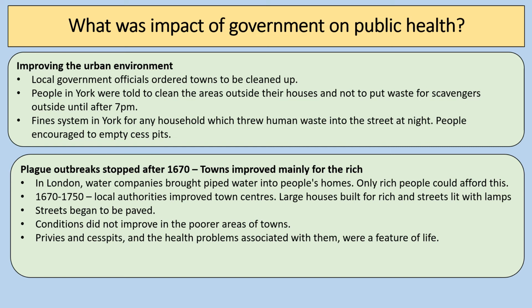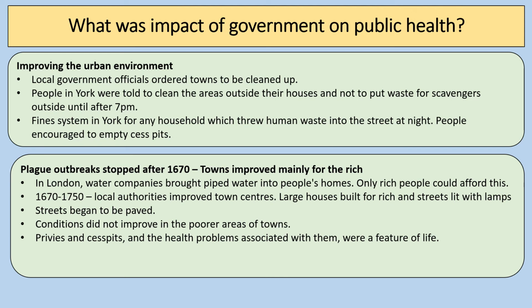Now, plague outbreaks stopped after 1670. Towns were improved mainly for the rich. In London, water companies brought piped water into people's homes, which you've seen examples of already. Only rich people could afford that. From 1670 to 1750, local authorities tried to improve town centres. Large houses built for rich and streets lit with lamps. Streets began to be paved.